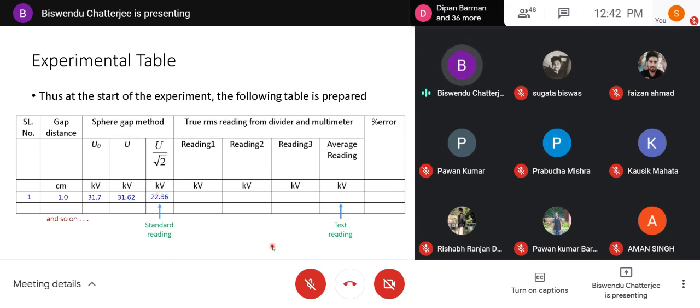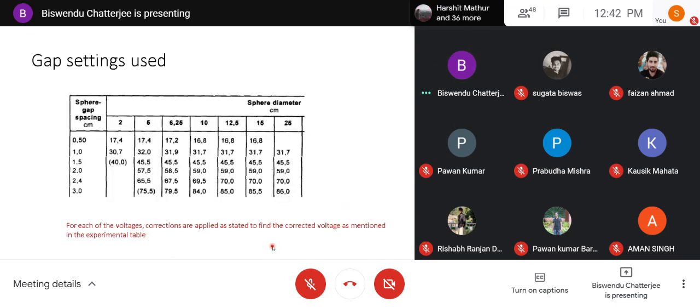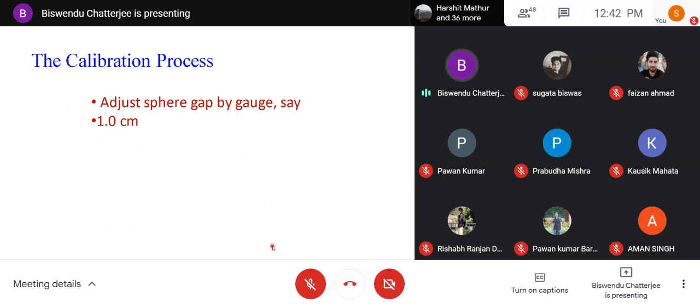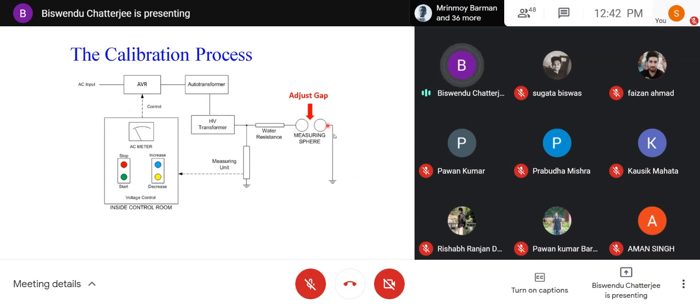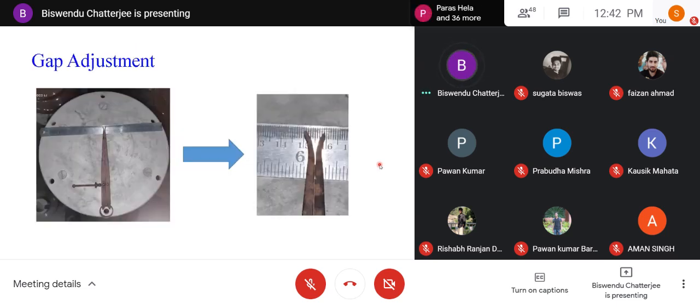Now I will go to the laboratory, and what will I do? First, in the laboratory, for calibration, adjust the sphere gap by gauge, say 1 centimeter. Initially, adjust the gap in the measuring sphere. This we will do in the laboratory. So let us go to the laboratory and see what happens. First, we have a caliper like this. See this caliper carefully. And 1 centimeter I can set by the screw of the caliper. I can increase or decrease.